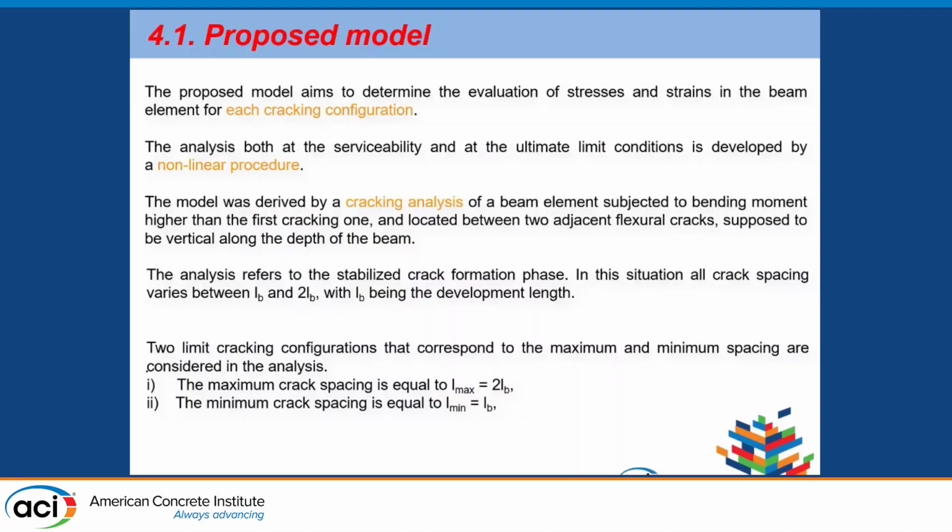It is also worth mentioning that two limiting cracking configurations were considered in the analysis. The first one represents the maximum crack spacing, in which Lmax is equal to 2LB. In this scenario, the slip at the half point between the two cracks is 0, while the tensile stress in the concrete reached its tensile strength. On the other hand, regarding the minimum crack spacing, the slip at the half point between the two cracks is still 0, but the tensile stress in the concrete is unknown, but lower than the tensile strength of the concrete.